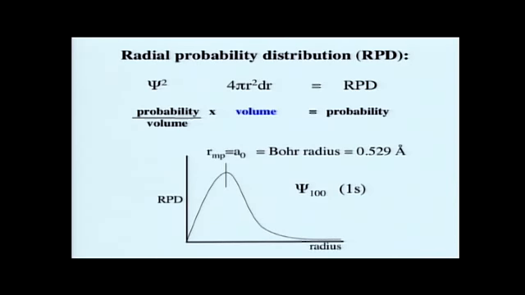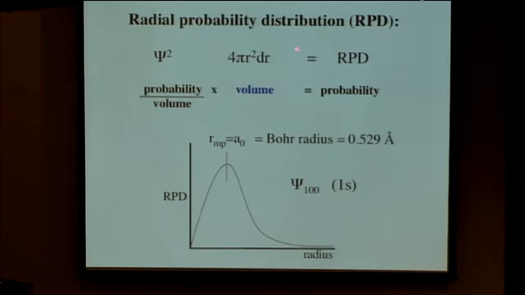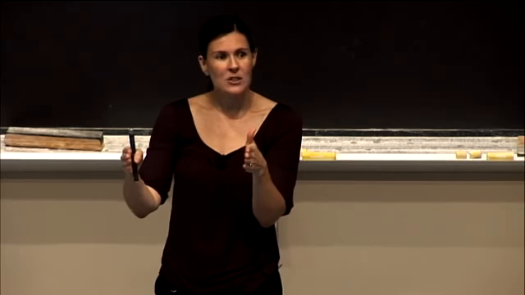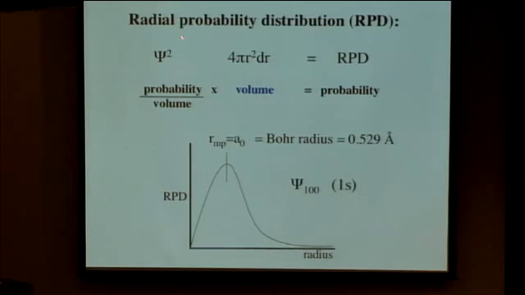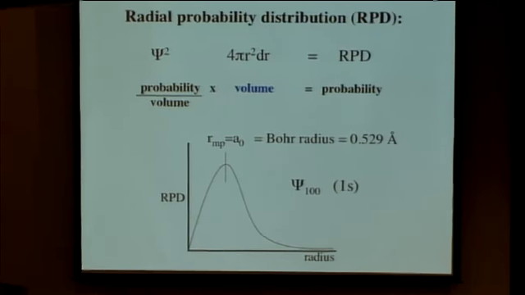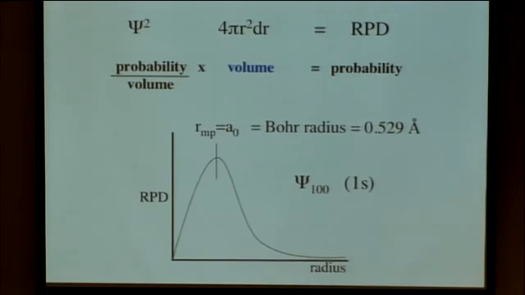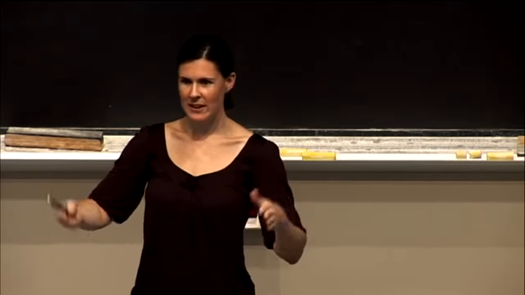So what we can do to actually get a probability, instead of a probability density, is to take the wave function squared, which we know is probability density, and multiply it by the volume of that very, very thin spherical shell at distance r. If we want to talk about the volume of that, we just talk about the surface area, which is 4 pi r squared, and we multiply that by the thickness dr. So if we take this term, which is a volume term, and multiply it by probability over volume, what we're going to end up with is an actual probability of finding our electron at that distance r from the nucleus.